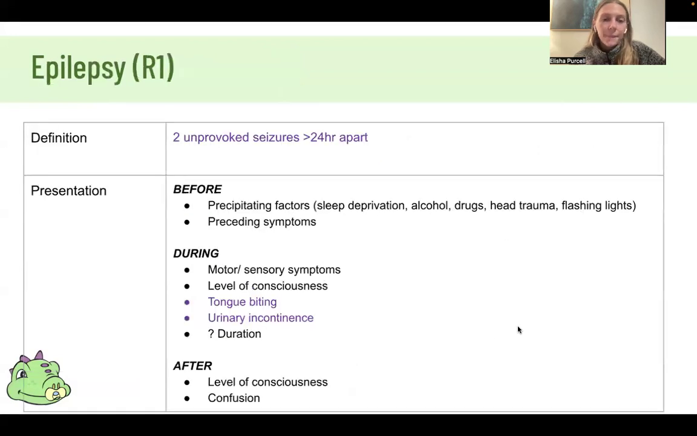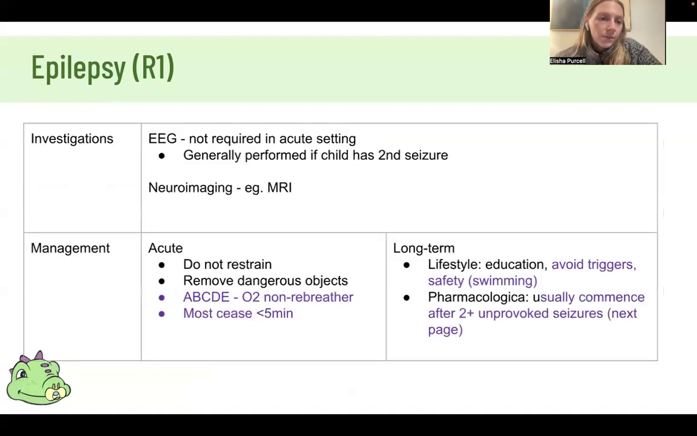So the next one is epilepsy, defined as 2 unprovoked seizures greater than 24 hours apart. How they present, as I'm sure you did in year 3, it's important to think about before, during, and after. So before, are there any precipitating factors like triggers, such as sleep deprivation, drugs, alcohol, flashing lights? Do they have a preceding aura? During, it's important to think about tongue biting, urinary incontinence, things like that. Then after is the level of consciousness. Are they confused for a prolonged period after?